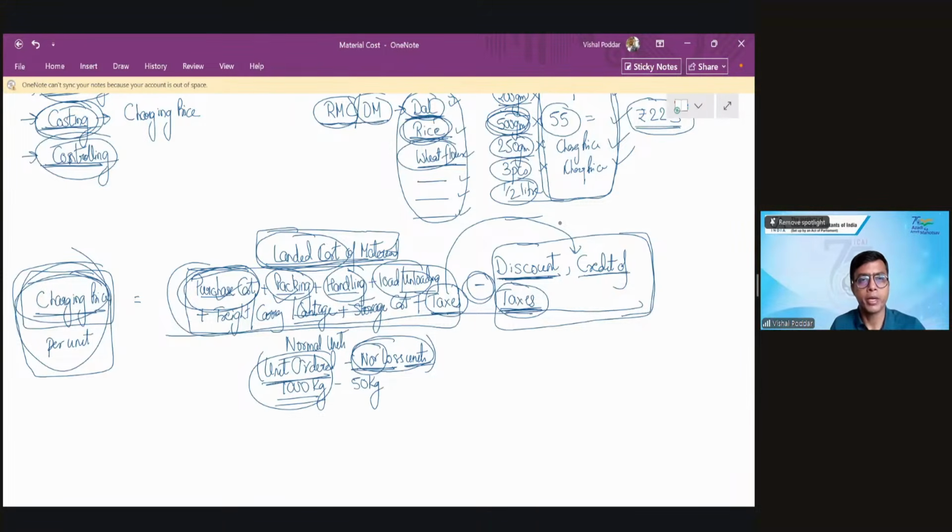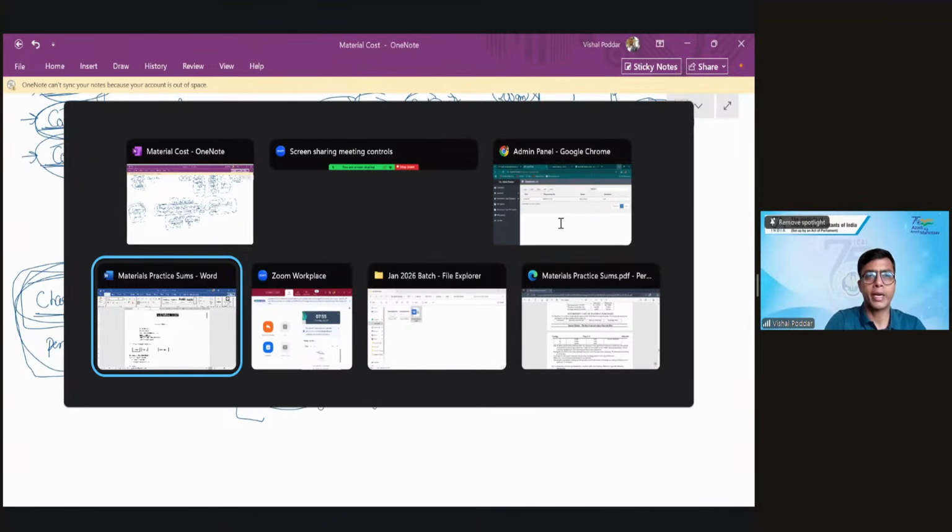And in the denominator, you will have the units which you ordered minus whatever is the loss expected. Fine, students. Now, this is the first practical or the working concept that we have studied. So let us take up one or two practical examples.